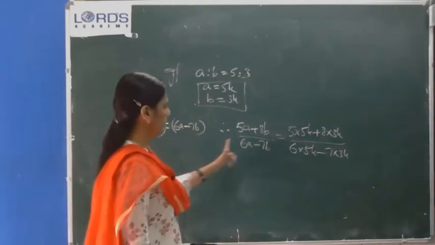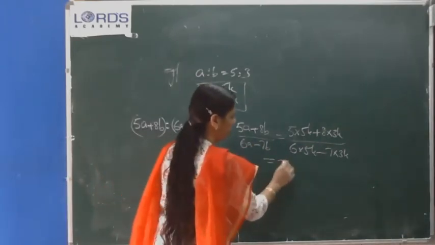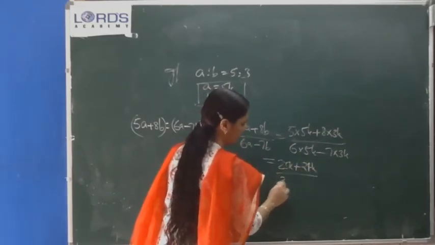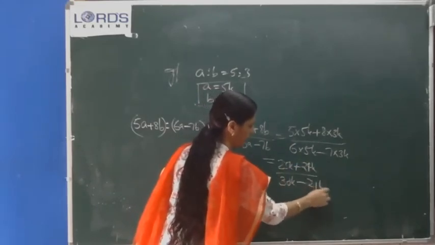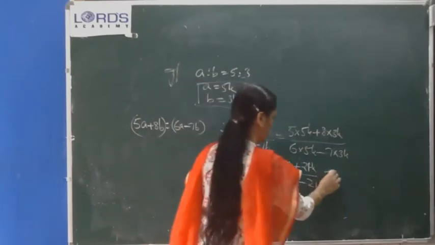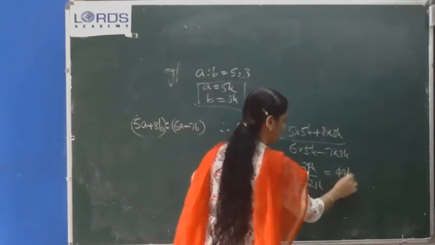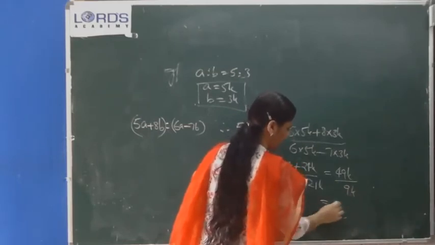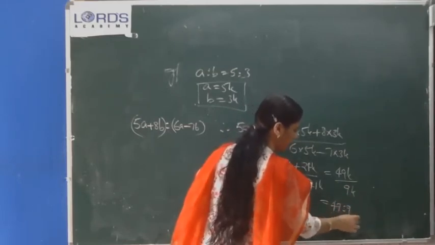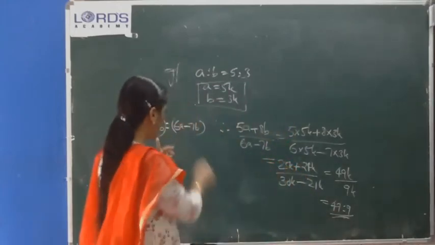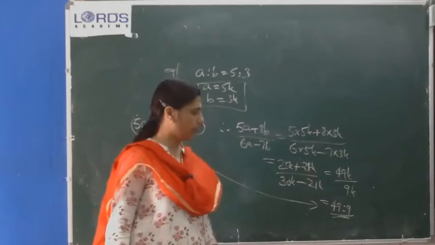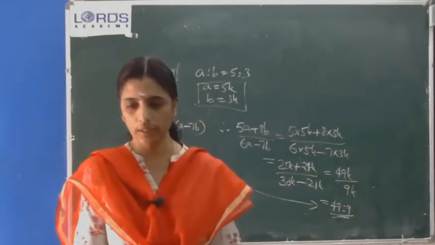So 5a plus 8b, okay: 25k plus 24k divided by 30k minus 21k is equal to 49k by 9k, which is equal to 49:9. Not just equal to, you have to write the ratio form again, that the ratio is equal to 49:9, okay.